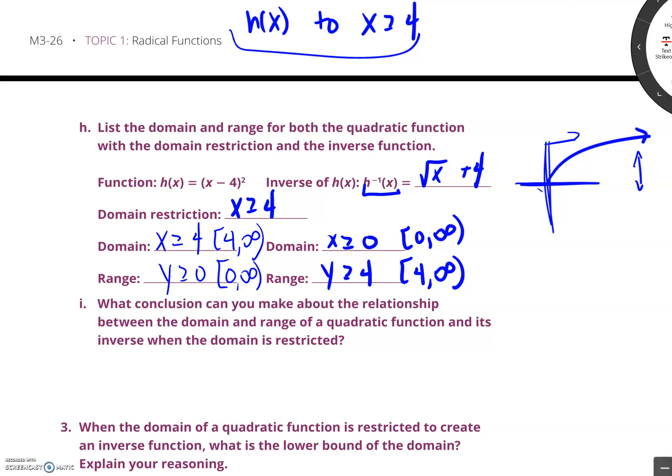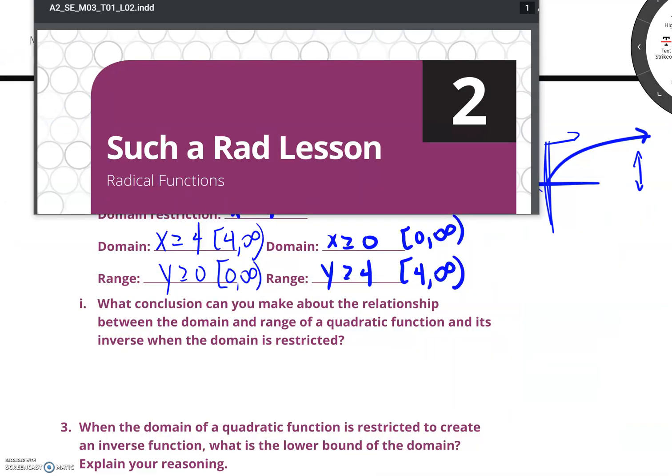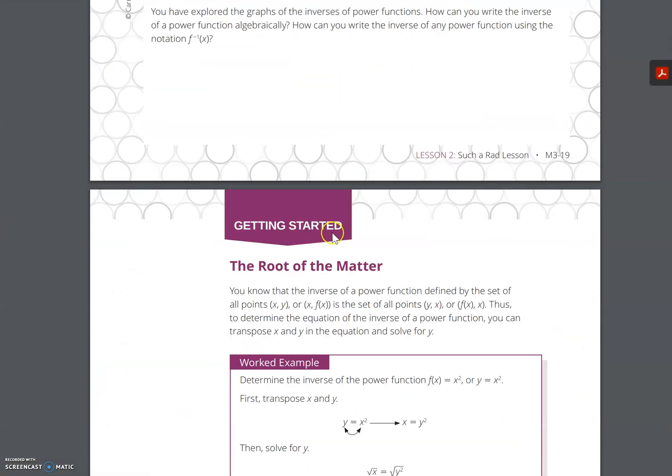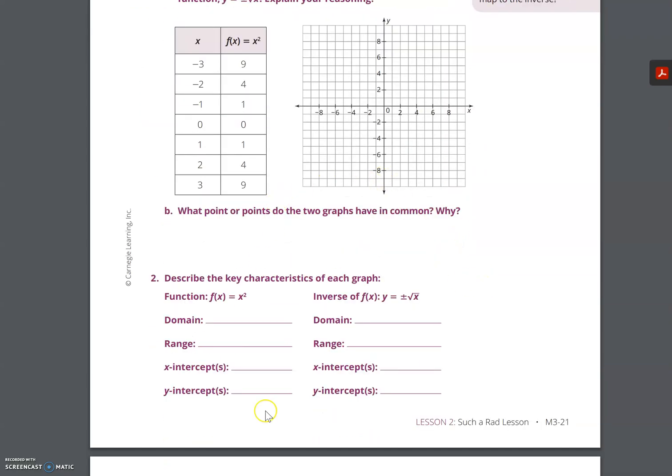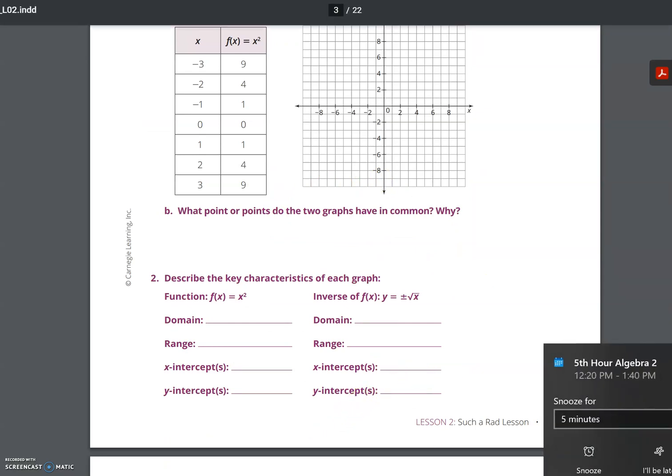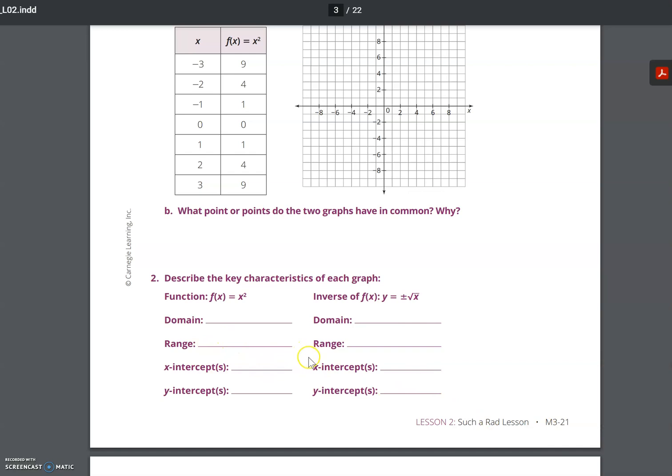Your assignment will be, sorry I didn't have it prepared, to do activity 2.1. So we went through activity 2.2 in those videos. So activity 2.1, you'll go through the same process, but with a simple equation. So the parent function, essentially, domain range. The only thing that we didn't answer in 2.2 that you'll answer in this is x and y intercepts.